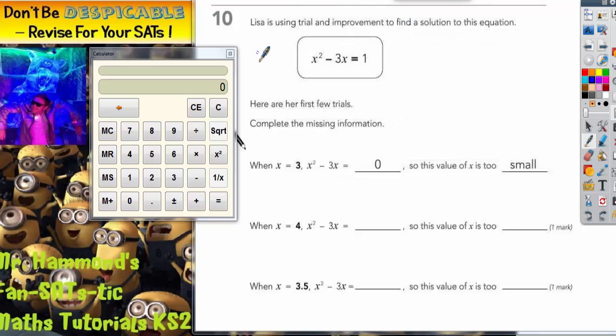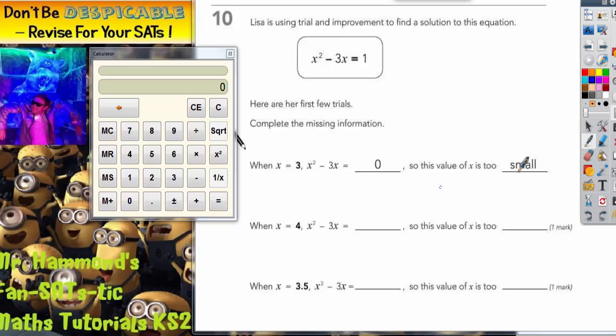Question 10. Lisa is using trial and improvement to find a solution to this equation. X squared minus 3x equals 1. Here are her first few trials. Complete the missing information. When x equals 3, x squared take away 3 lots of x equals 0. So this value of x is too small.